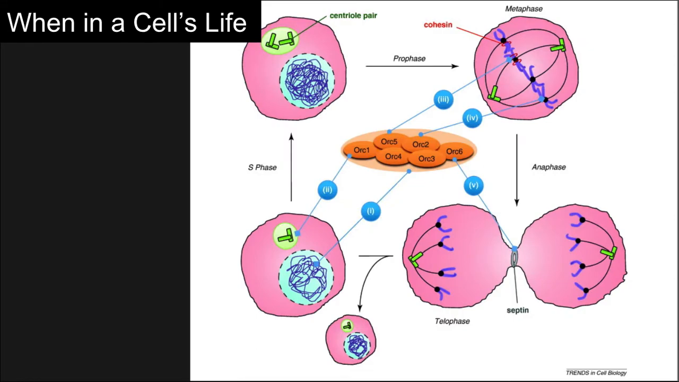When in a cell's life. DNA replication occurs during mitosis in the S, or synthesis stage of interphase. Cells spend most of their lives in interphase before mitosis occurs.